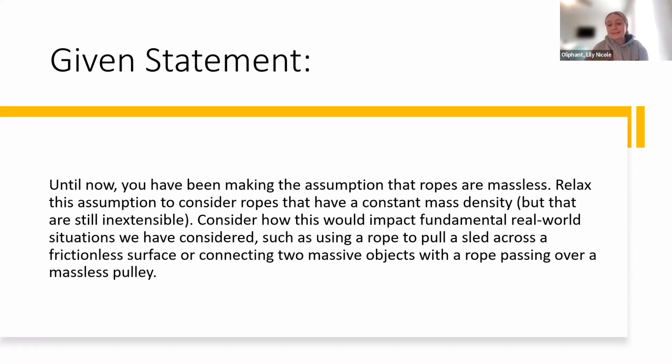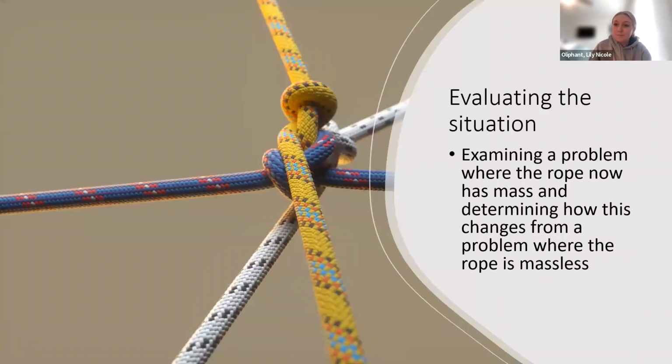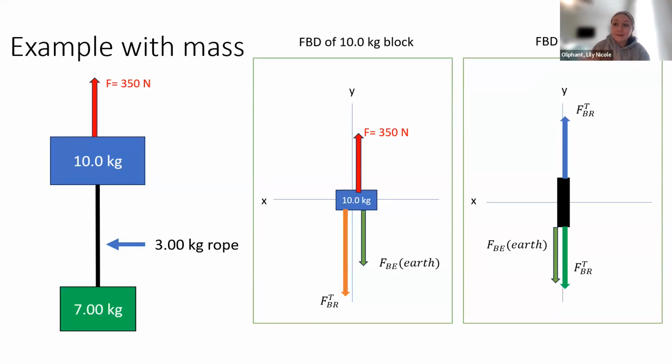We explore several different examples throughout today's presentation. From what we were given, we will be examining several problems where the rope now has a mass. We'll be looking at the similarities and differences between a problem where we're given a rope that has mass versus a rope that does not have mass. And so I'm going to just start right in with an example.